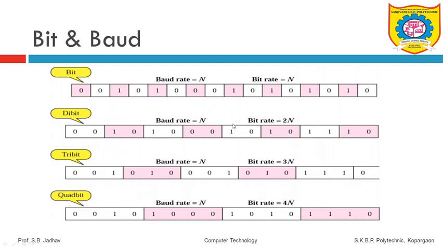This 2 means there are 2 bits per symbol. In the next diagram, we can see 3 bits are transmitted. In that case, the baud rate will be n and bit rate will be 3n, as 3 bits are sent per symbol. In the quad bit, 4 bits per symbol are used, so bit rate becomes 4n.